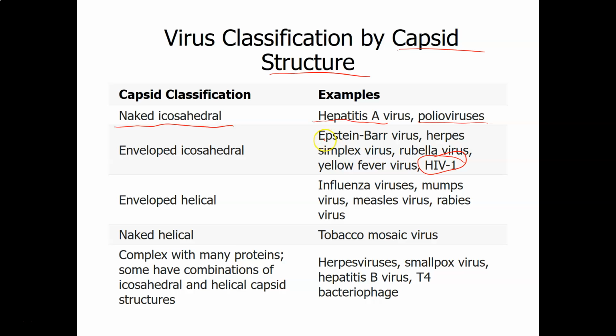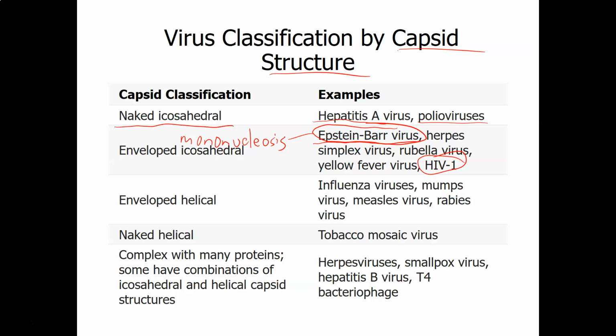Epstein-Barr virus is, gosh, I forget what it's called, mononucleosis. Epstein-Barr virus is the one that causes mononucleosis. We used to call that the kissing disease, but it's very easy to catch.